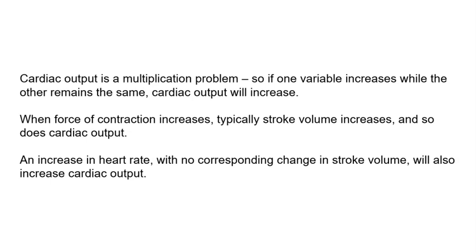Cardiac output is a multiplication problem, so that means if one variable increases while the other variable remains the same, cardiac output will increase as a result of that. So when force of contraction increases, typically we see that stroke volume also increases, because when the heart contracts more forcefully, it ejects more blood with that contraction. And so that means that if stroke volume increases, cardiac output will also increase. An increase in heart rate with no corresponding change in stroke volume will also increase cardiac output.